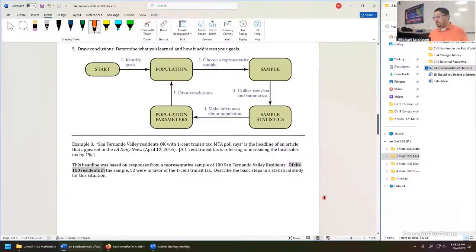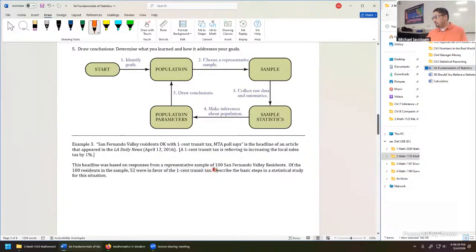Of the 100 residents in the sample, 52 were in favor of the 1 cent transit tax. So that's not an overwhelming amount, but it's more than 50%. So the article just said they're okay with it because it's more than 50%. We're going to have a lot to say about that.